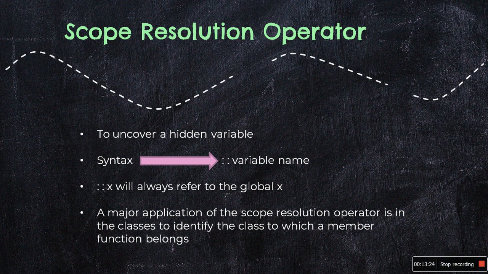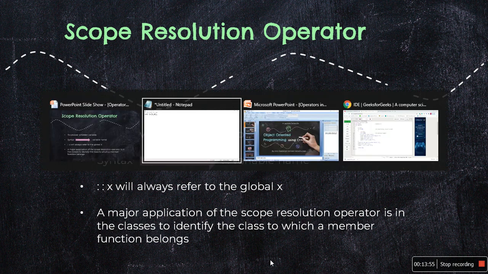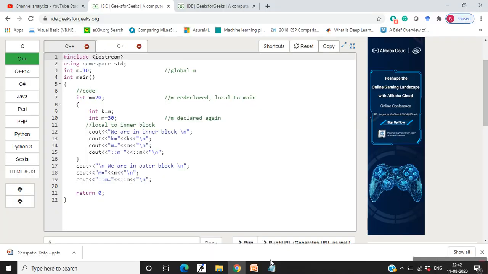So to uncover a hidden variable, we use the scope resolution operator, and the syntax for it is a double colon followed by the variable name. This operator allows access to the global version of the variable. So ::x will always refer to the global value of x, and a major application of the scope resolution operator is in classes, to identify the class to which a member function belongs. Now I'll show you an example here.